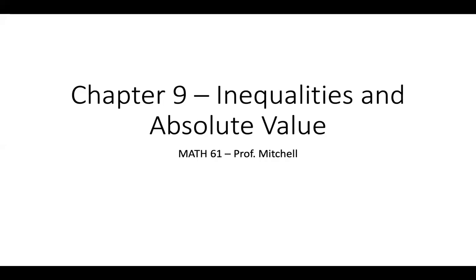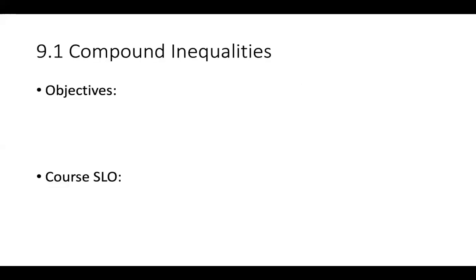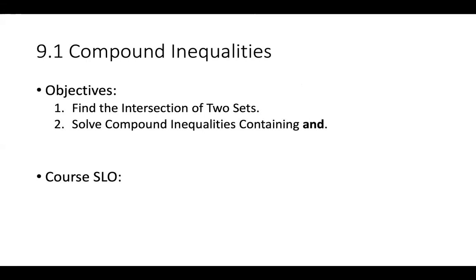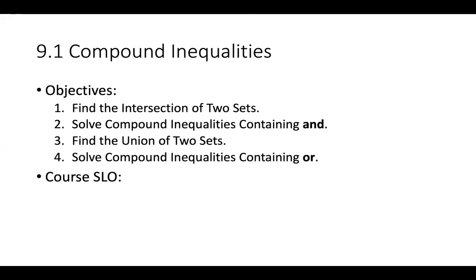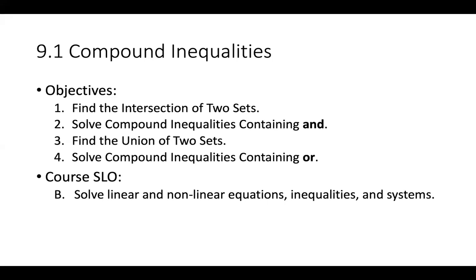We're starting a new chapter today, Chapter 9 on Inequalities and Absolute Value. So the first section is 9.1 on compound inequalities. And in this section, we're going to find the intersection of two sets, solve compound inequalities containing "and," and then find the union of two sets and solve compound inequalities containing "or." And the SLO for this section is to solve linear and nonlinear inequalities.